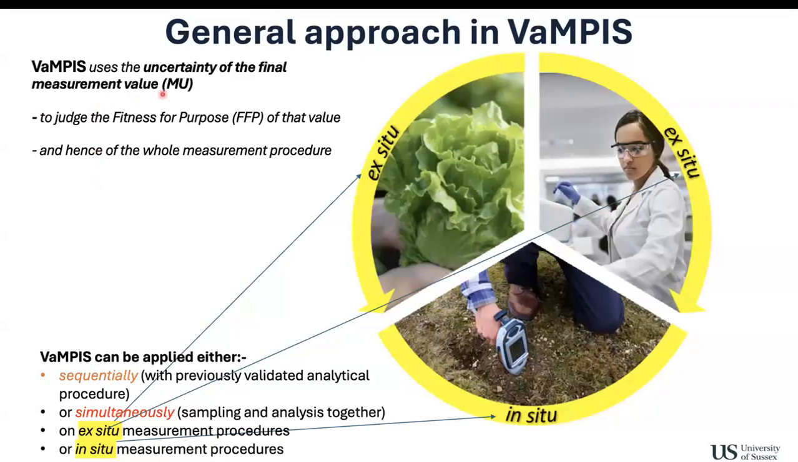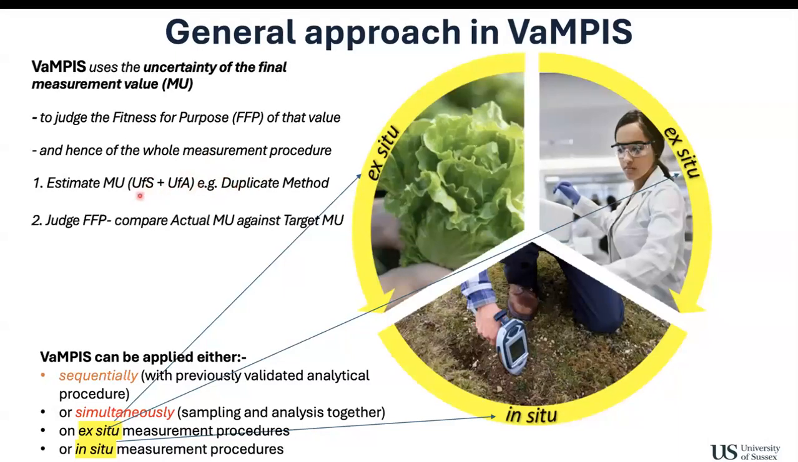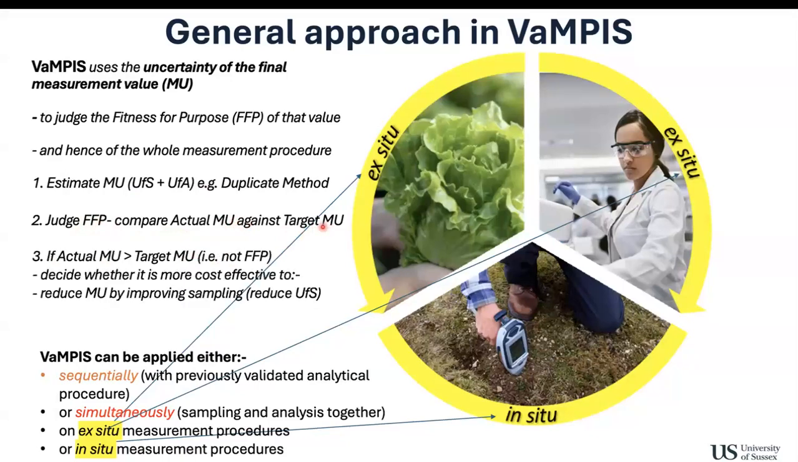So VAMPIS uses the uncertainty of the final measurement results, the measurement uncertainty, to judge the fitness for purpose of the measurement value, and hence of the whole measurement procedure. So the first step is to estimate the measurement uncertainty and its components from sampling and from chemical analysis. And you can do this typically with a method such as the duplicate method. You can then judge the fitness for purpose by comparing this actual measurement uncertainty against the target measurement uncertainty.